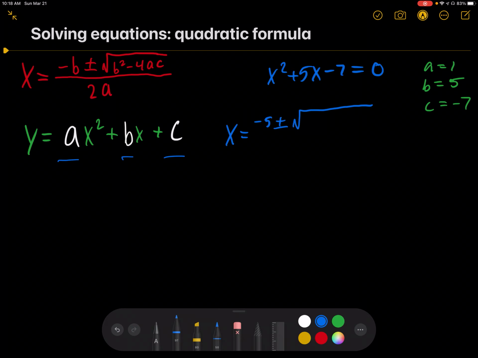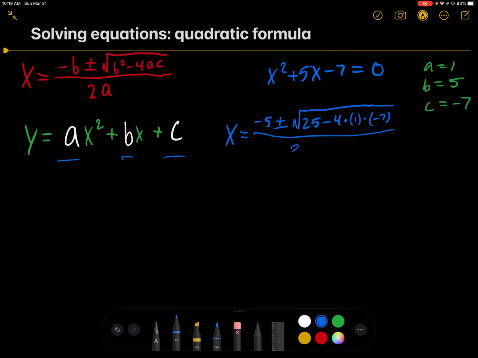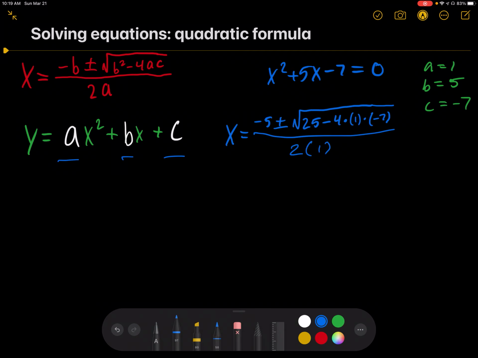Our b, again, is 5. So you've got 25 minus 4 times a times c. So I'm going to go ahead and write that 4. And then what's our a value? It's just 1. And then what's our c value? It is negative 7. So we've got 25 minus 4 times 1 times negative 7, all over 2 times a. And a again is just 1.